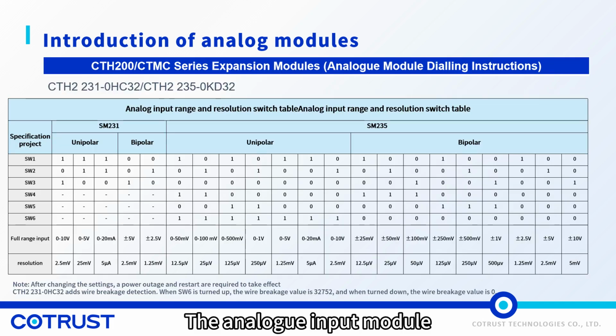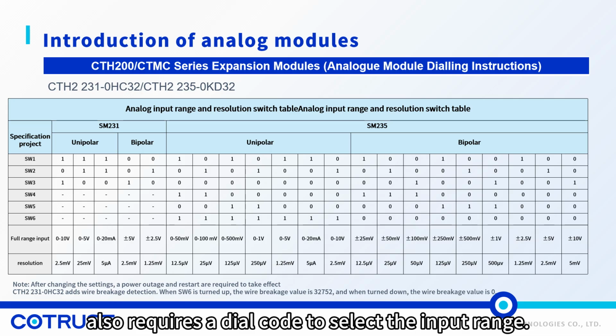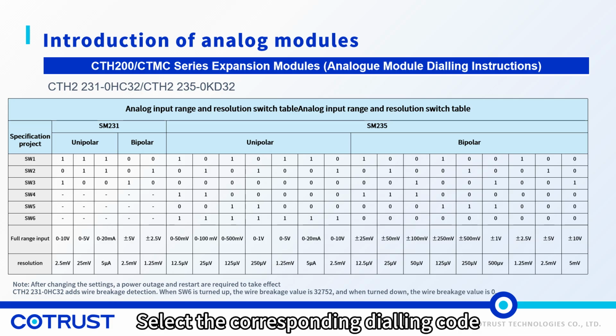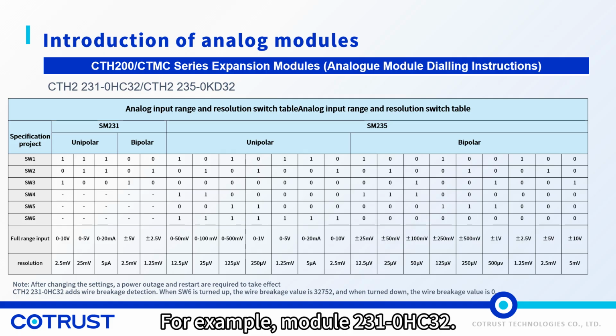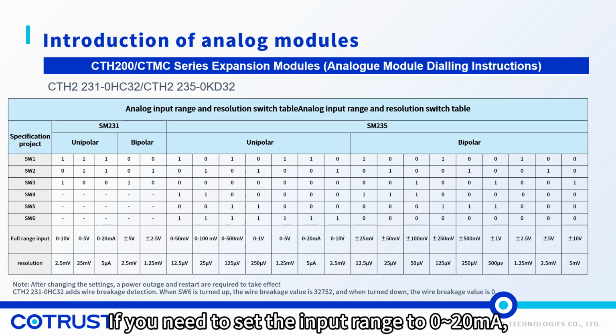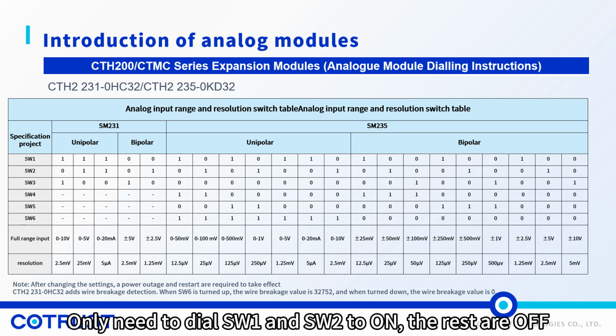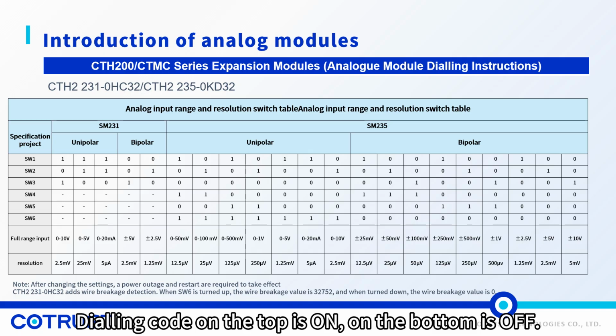The analog input module also requires a dialing code to select the input range. Select the corresponding dialing code according to the range of your sensors, dialing the module's SW1 to SW6 according to the table. For example, module EM231 to OHC32. If you need to set the input range to 0 to 20 milliamperes, only SW1 and SW2 need to be dialed on. The rest are off. Dialing code on the top is ON, on the bottom is OFF.